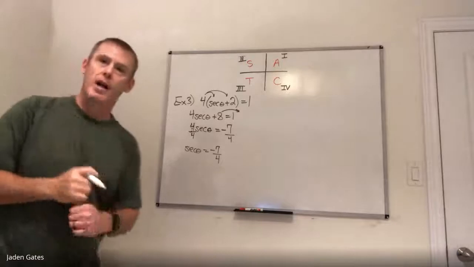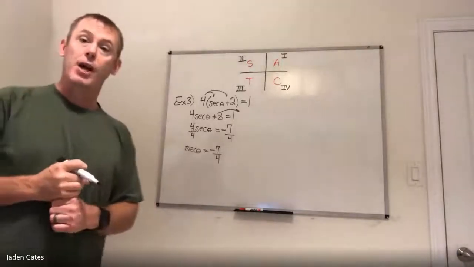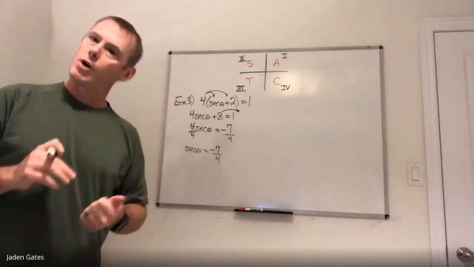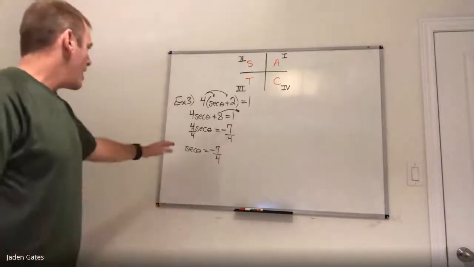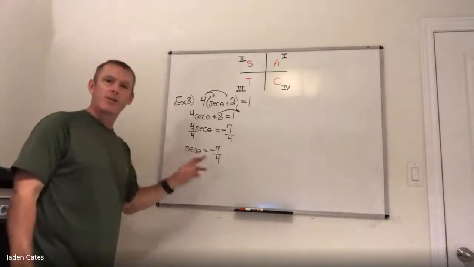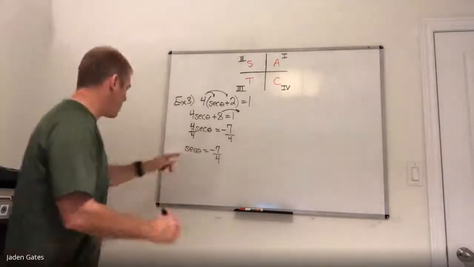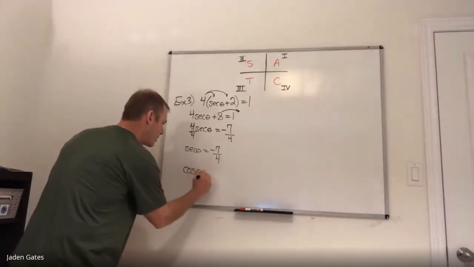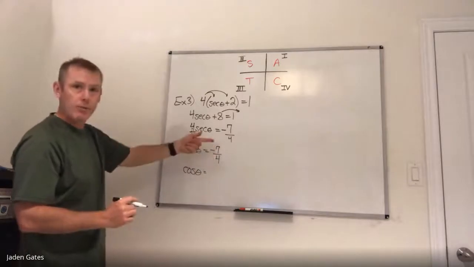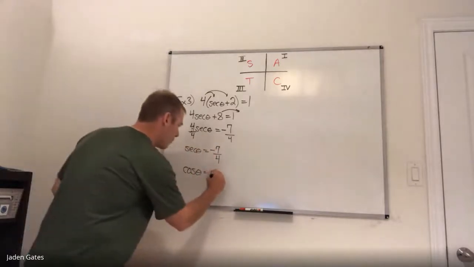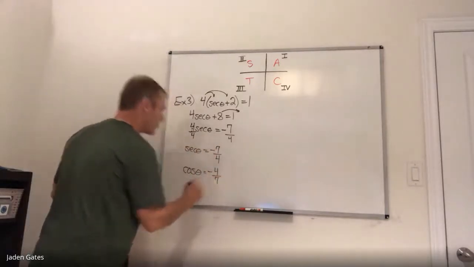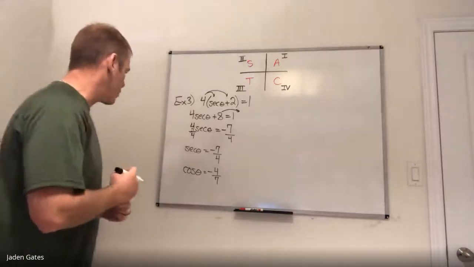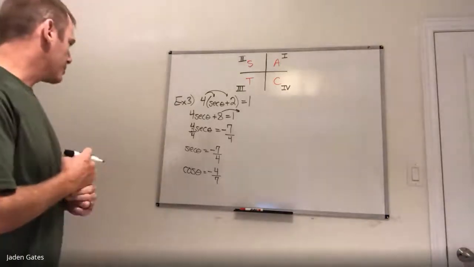All right. So I have now got the trigonometric function by itself. But because we're using the CAST rule, I want it as sine, cos, and tan. And again, secant is the reciprocal of cos. So I'm going to change this to cos theta. Because it's the reciprocal, I flip my ratio. So now I have negative 4 over 7. I didn't change the sign, I'm just flipping it, the reciprocal.